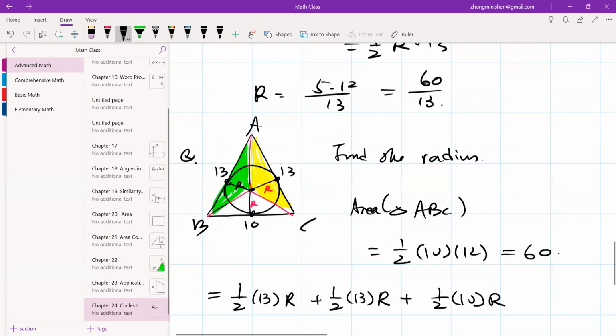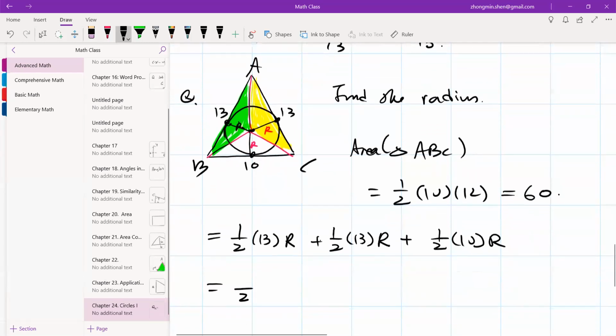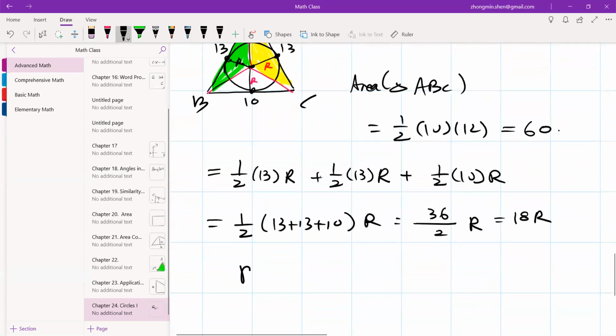Okay, so as long as you write down this, you know how to do it, right? So you will get half of 13 plus 13 plus 10, times r, which is going to be 26 plus 10, 36, right? 36 over 2, that's going to be 18. So the radius is going to be 60 divided by 18.